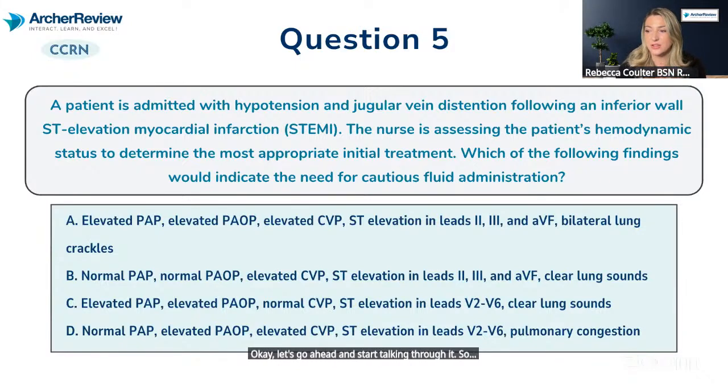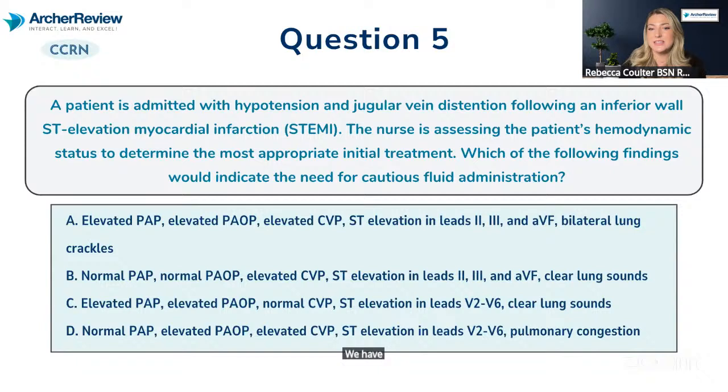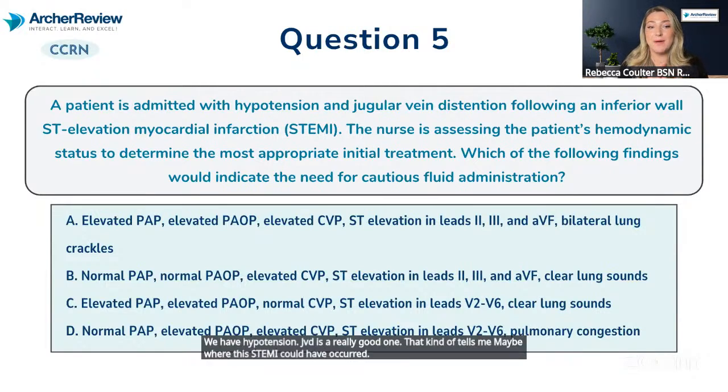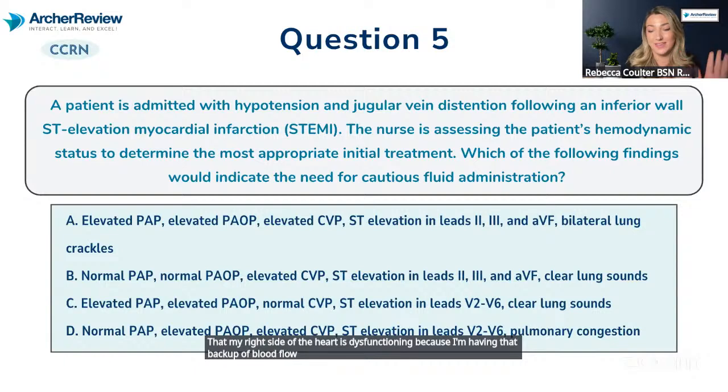First of all, let's take a look at what our symptoms are here. We have hypotension and jugular venous distension. So we know following a myocardial infarction, our heart's not doing well. We have hypotension. JVD is a really good one. That tells me maybe where this STEMI could have occurred: that my right side of the heart is dysfunctioning because I'm having that backup of blood flow in the venous system.